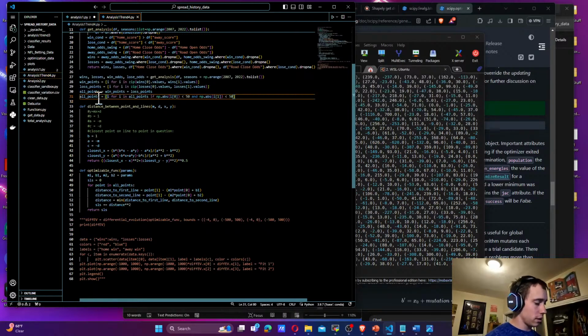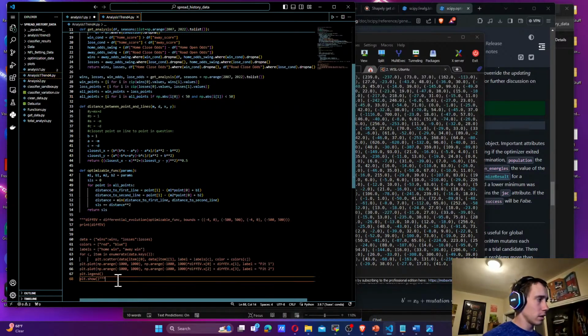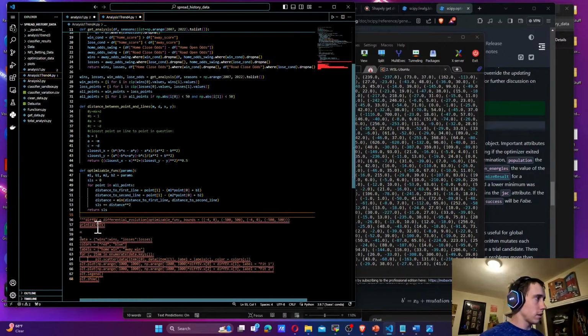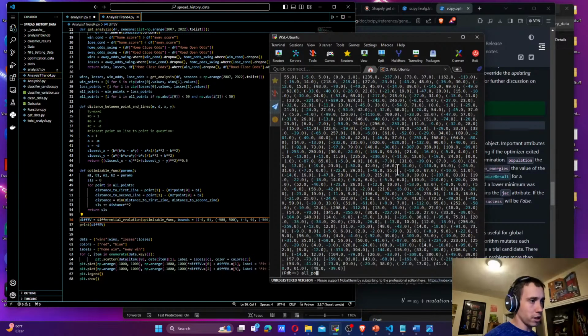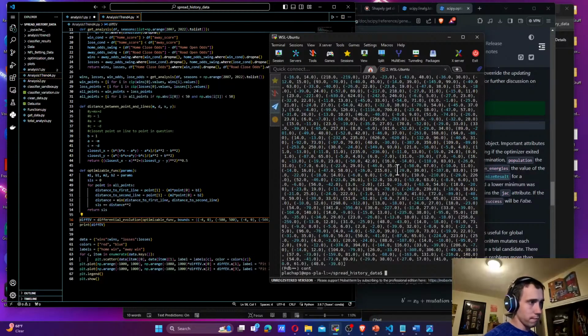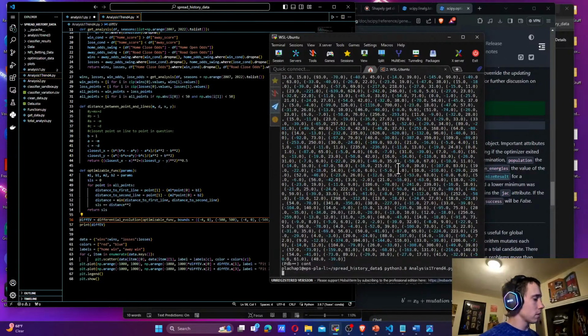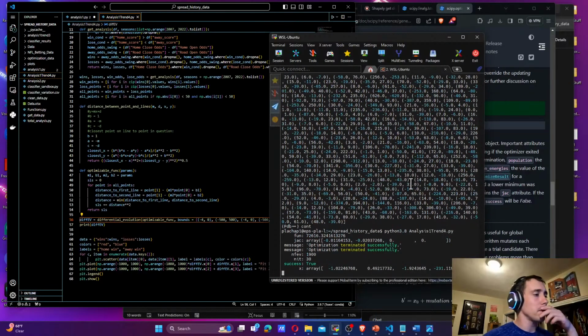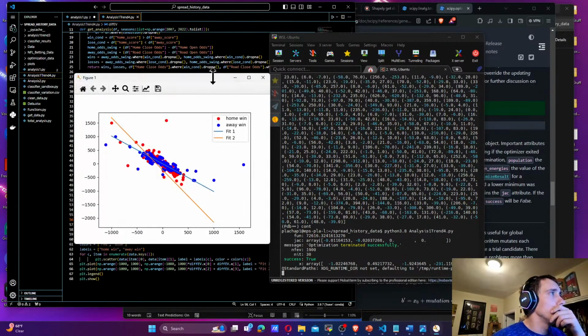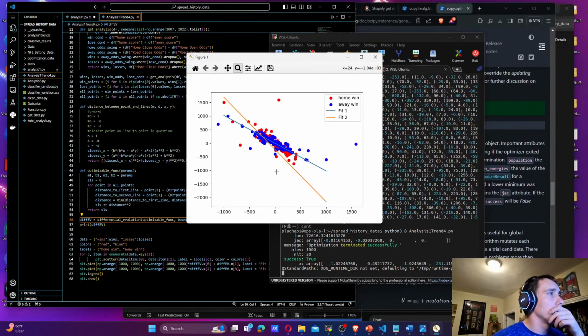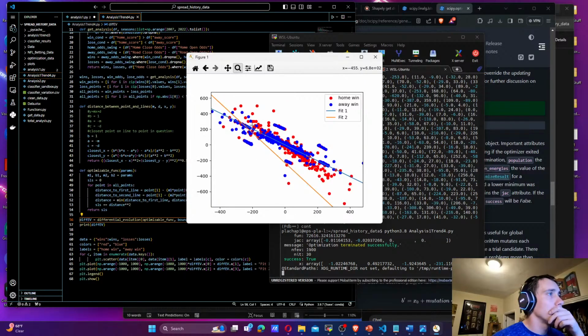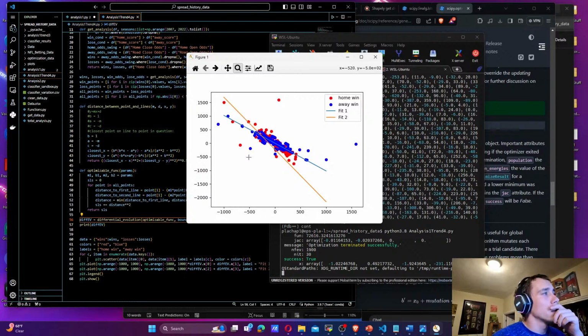Get that out of there, and then take out this comment, and let's see what the plot looks like. We should just be optimizing to that region now. Come on. Oh, very good. Not the best. Plot.